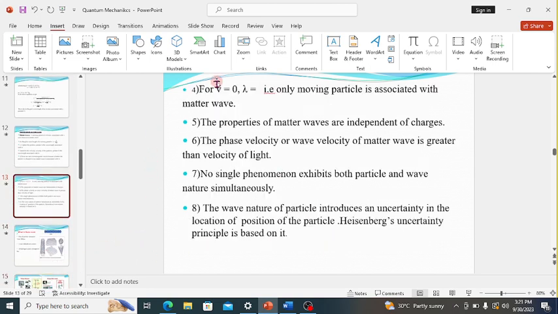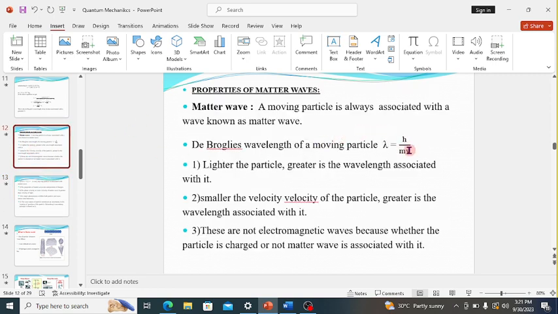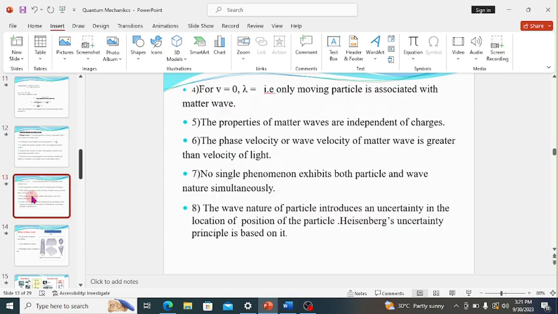Now, for velocity v equal to 0 in this expression, the wavelength becomes infinity. What does this mean? If the particle is not moving, there is no wavelength. If the particle is moving, then only we have wavelength. Means a moving particle will have wave nature. Next, matter waves are independent of charge because a neutron doesn't have charge. So they don't depend on charge.